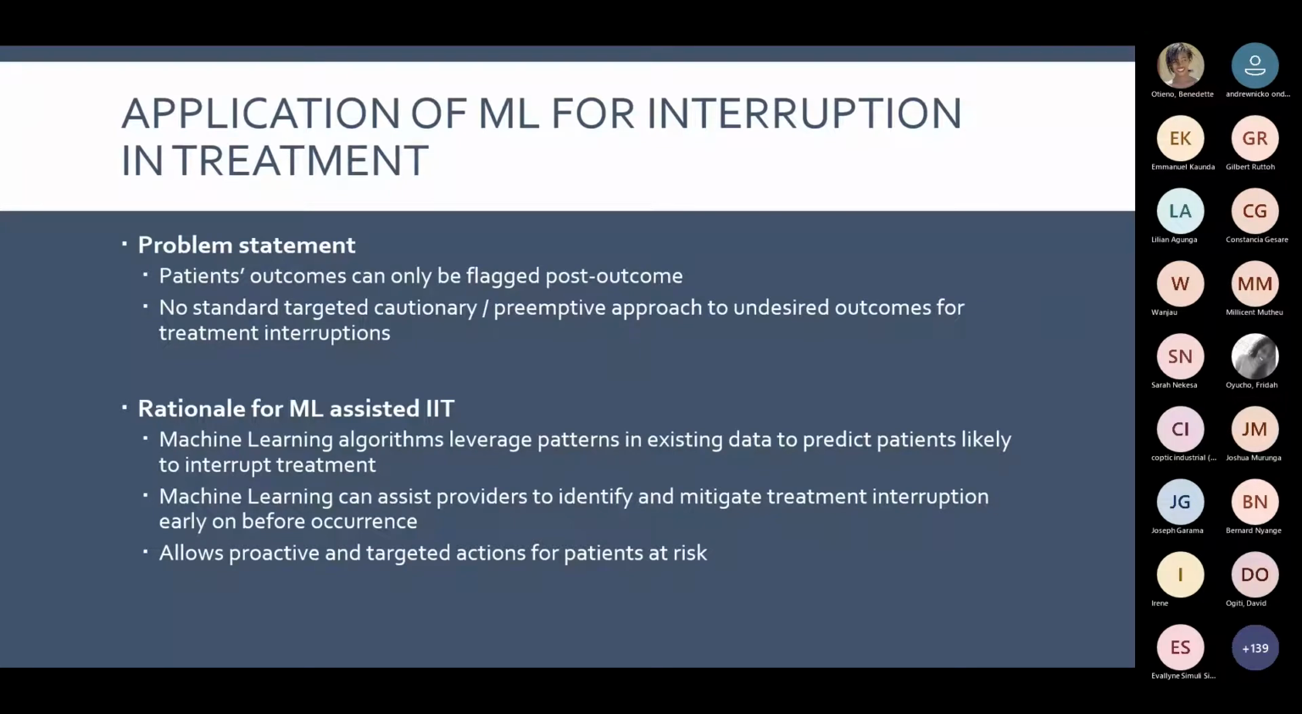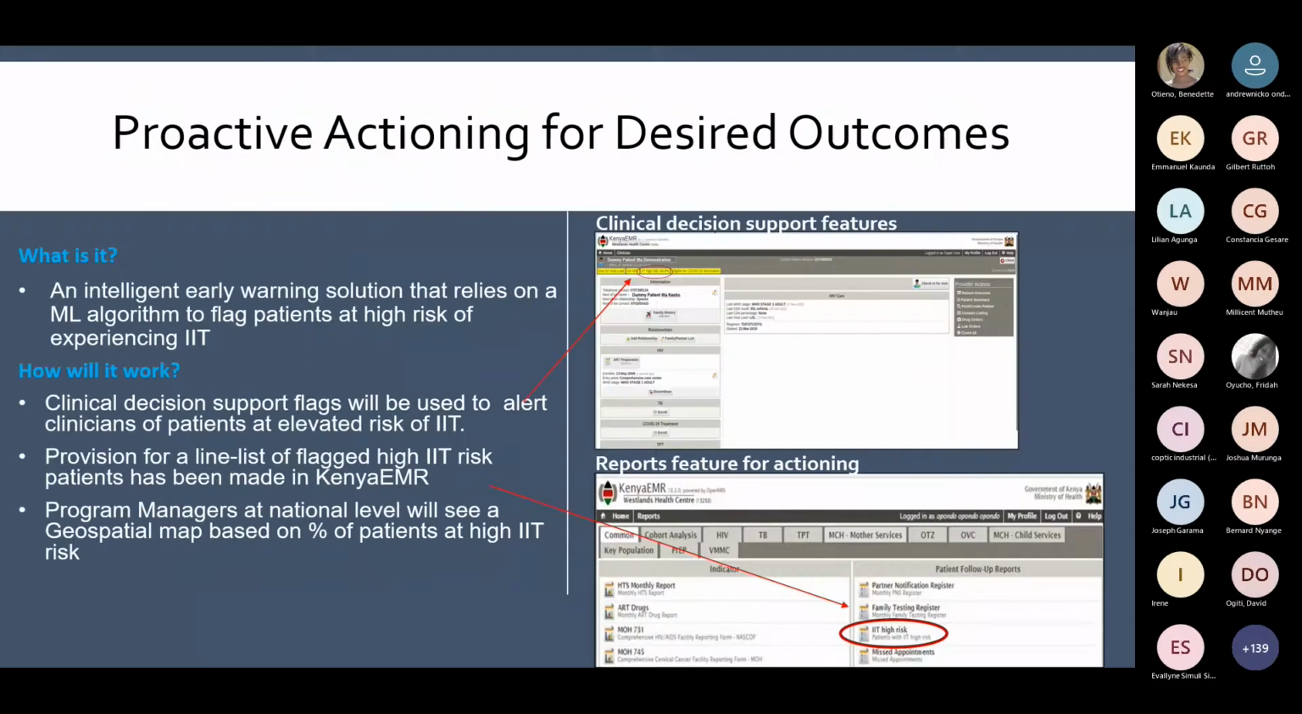And in so doing, we would then be able to assist providers identify and mitigate potential interruption earlier on before it occurs. That means we can enable or empower the service provider to be more proactive and targeted in their actions to prevent IIT for people who are at risk. So this is a simple illustration of what the IIT looks like. There's going to be a much more expansive demonstration of IIT for this purpose.